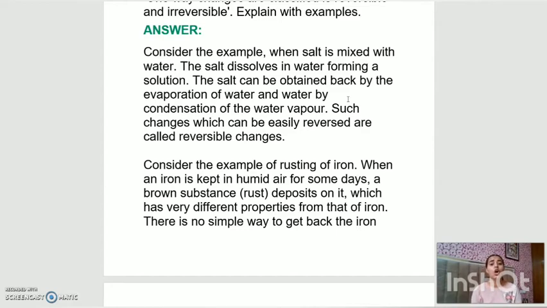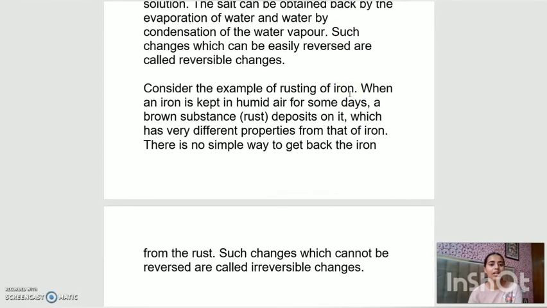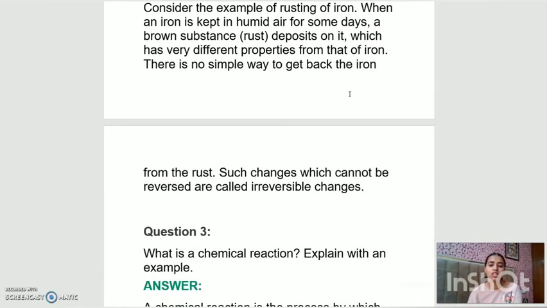Everyone knows those changes which can be easily reversed are known as reversible changes, and vice versa, which cannot be easily reversed, those are irreversible. Taking the example of rusting of iron, when an iron is kept in humid air for some days, a brown substance, that is rust, forms, which has very different properties from that of iron. So there is no simple way to get back the iron from the rust. So such changes which cannot be reversed are known as irreversible changes.